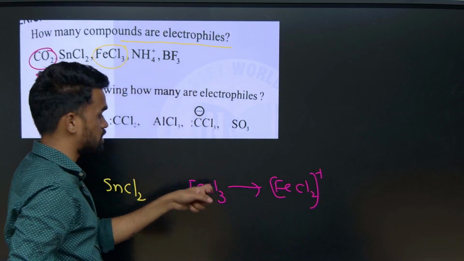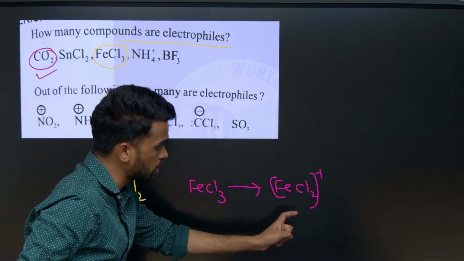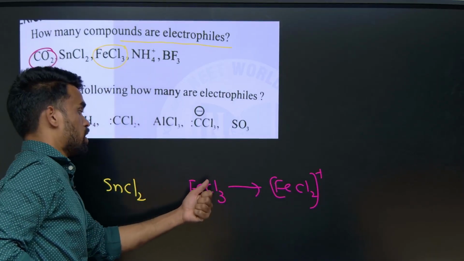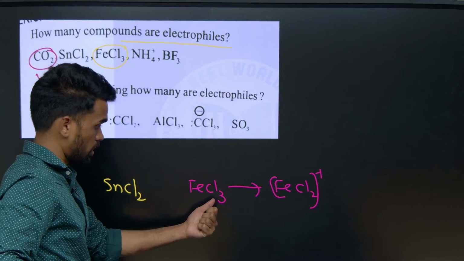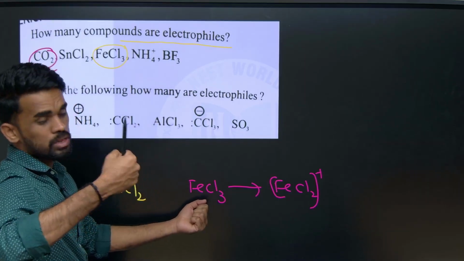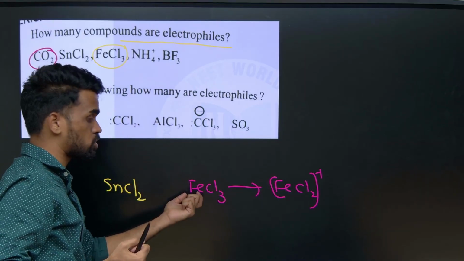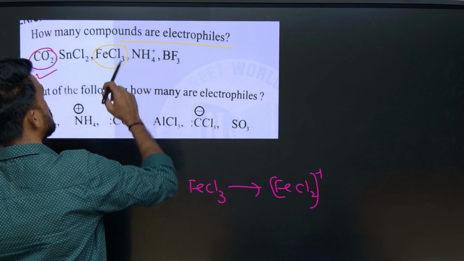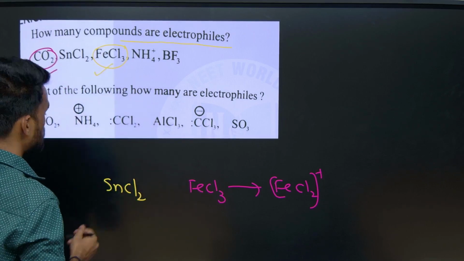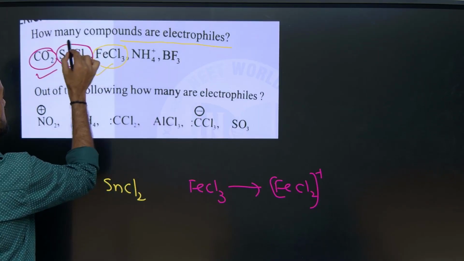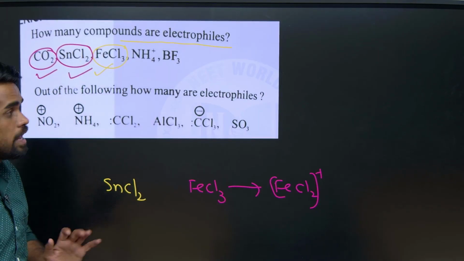Again it will be having some vacant orbital. So why am I showing it by removing? We know halogens are electronegative, so they will pull the electrons towards themselves and create a positive charge on the central atom. So this will also be an electrophile. Same story is applicable for SnCl2 also, that is also an electrophile only.